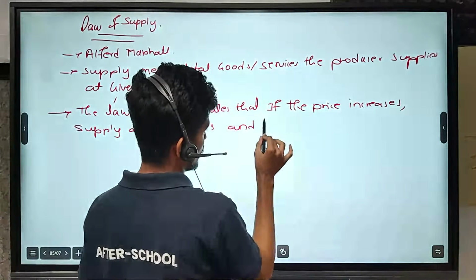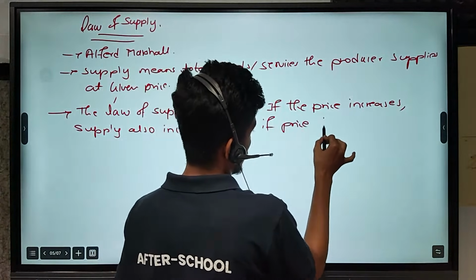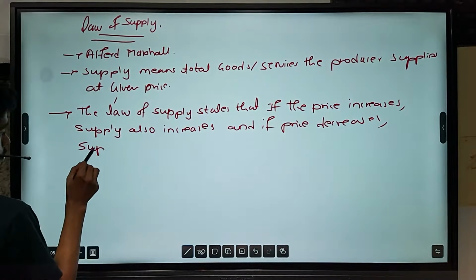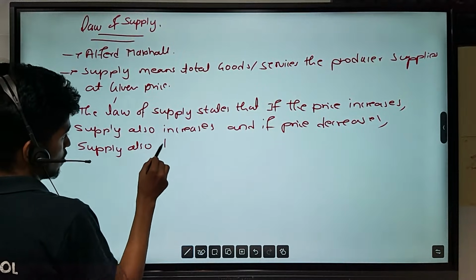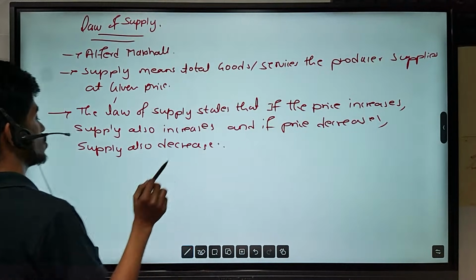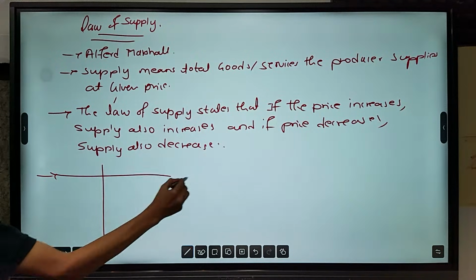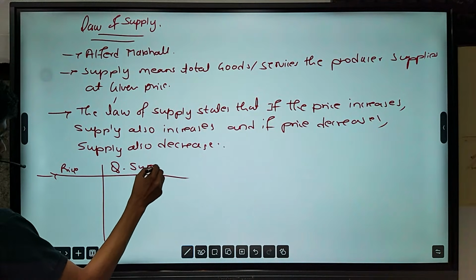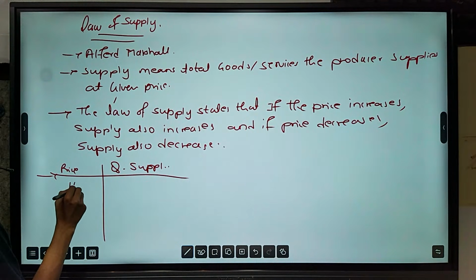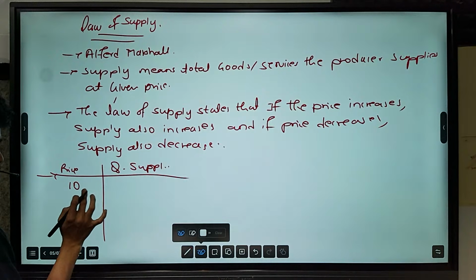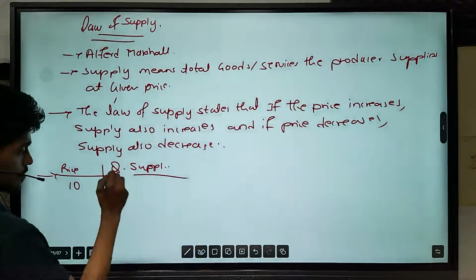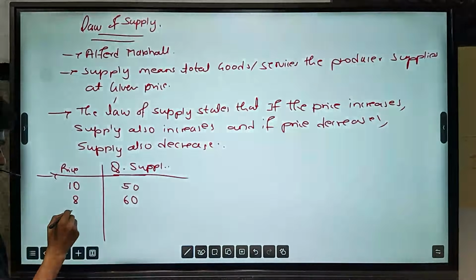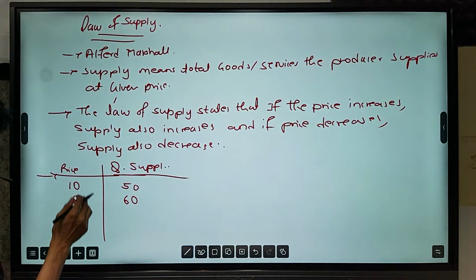And if price decreases, supply also decreases. Now you can show this with a tabular representation. How are you going to show it? Price, quantity supplied. If the price was 10, the quantity supplied was 50. If the price was 8, the quantity supplied was 60.